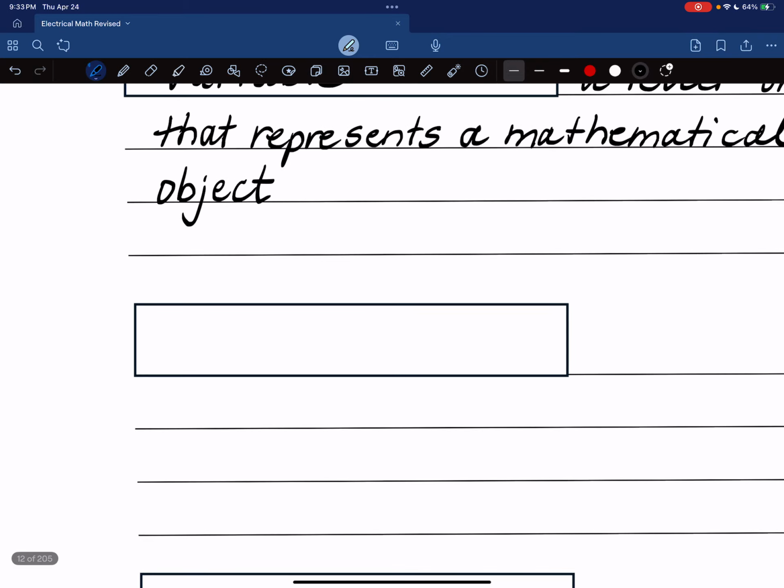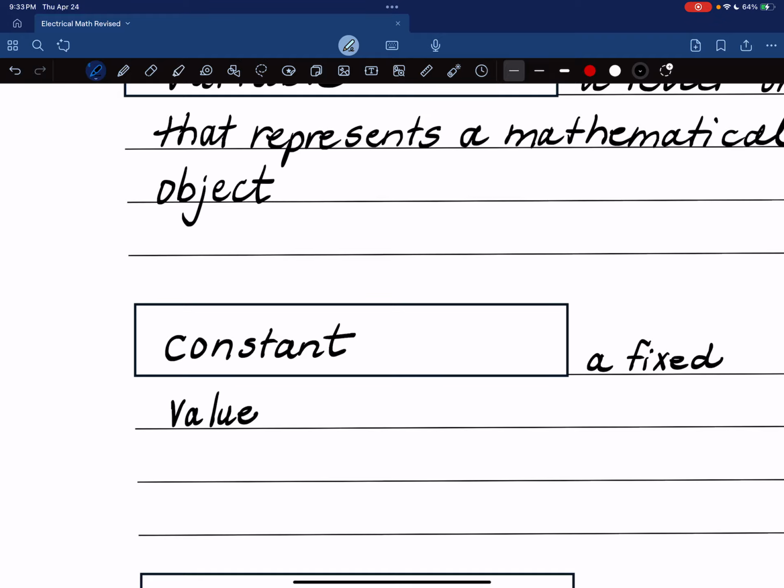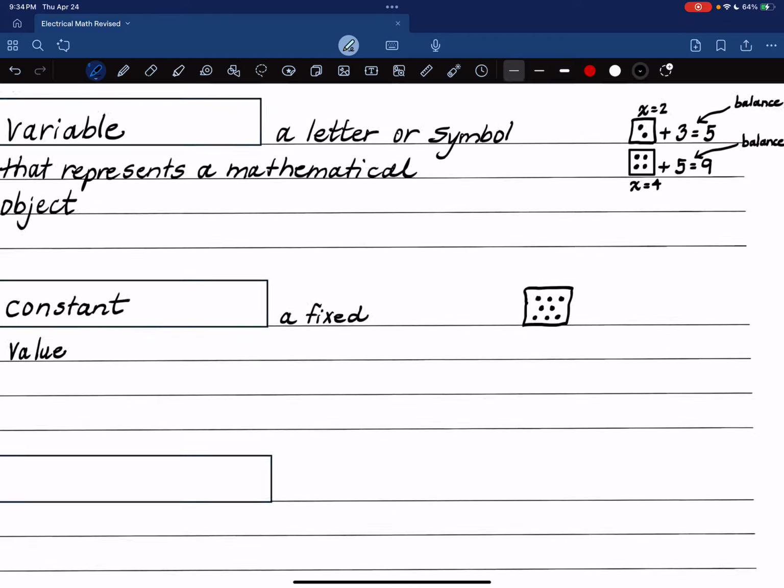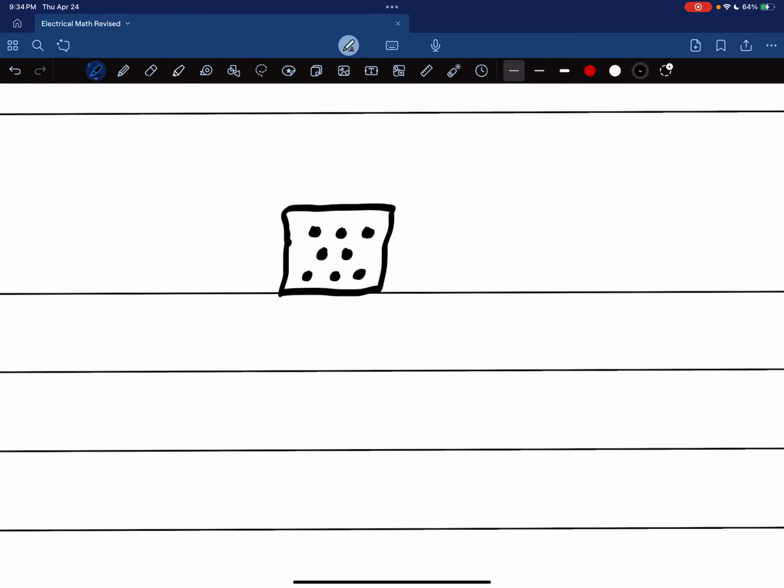The next word is sort of the opposite of a variable. It's a constant. It does not vary. It is the same every time. It's constant. It is a fixed value. For example, 1, 2, 3, 4, 5, 6, 7, 8. What is the constant that represents that amount? Doesn't matter where I see that number, it represents that quantity. It's constantly the same.